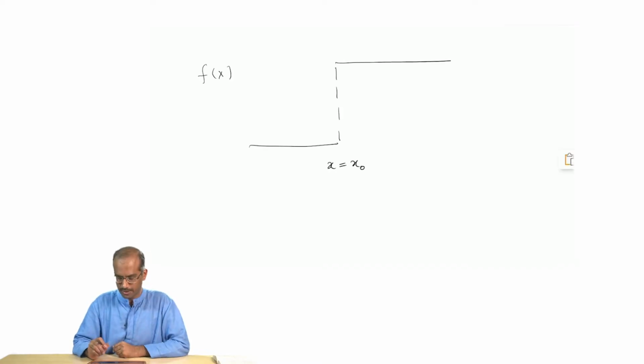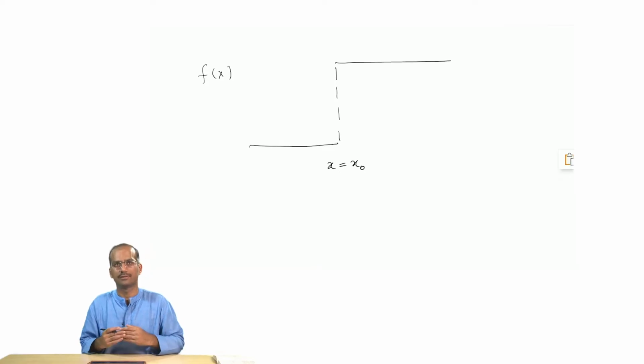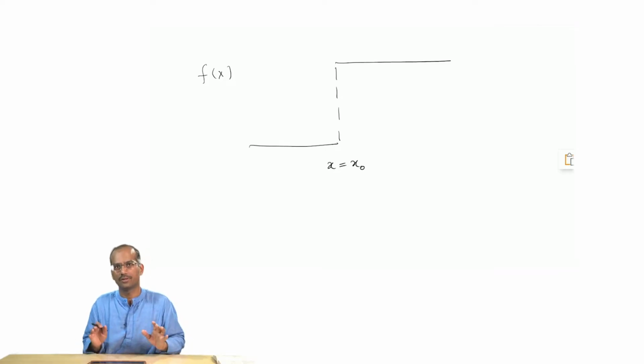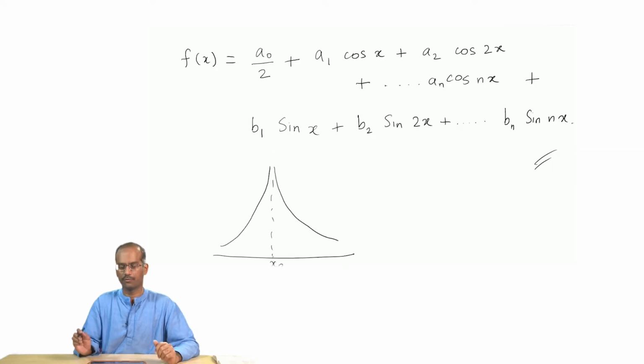We can still have discontinuities which are finite in nature. For instance, if I had a function of this type. So, let us say that at x equal to x 0, I have this finite discontinuity in the function f of x. This itself is not a problem, can be taken care of by this Fourier series.